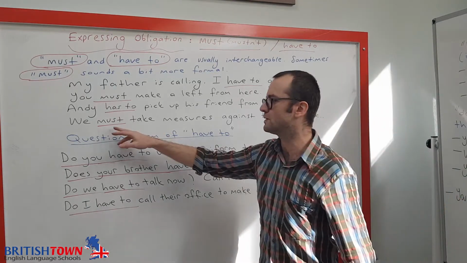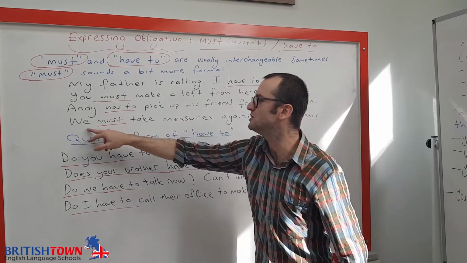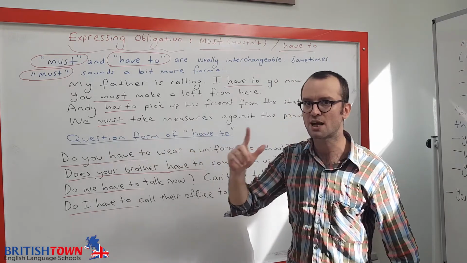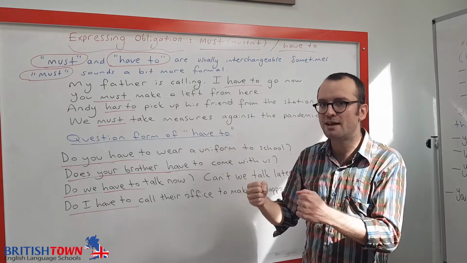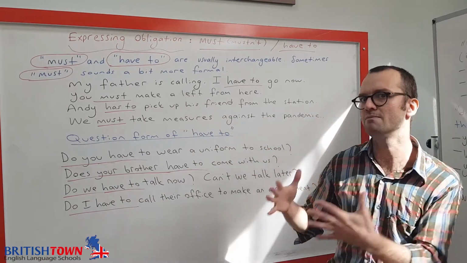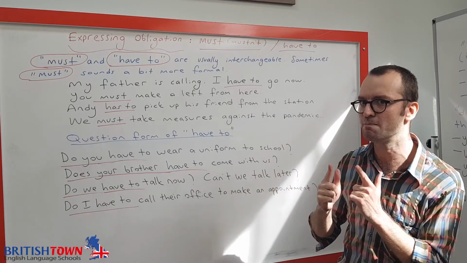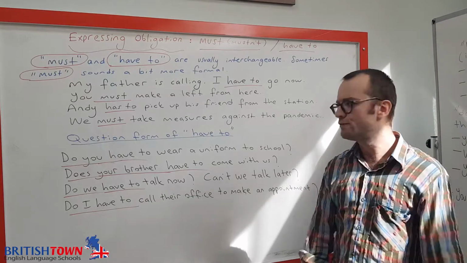So what must we do? We must take measures. Biz ne yapmalıyız? Ne yapmamız çok önemli. Ne yapmak zorundayız? We must take measures. Önlemler almalıyız. Neye karşı? Against the pandemic. Salgına karşı önlemler almalıyız. It's very important. We must do it.